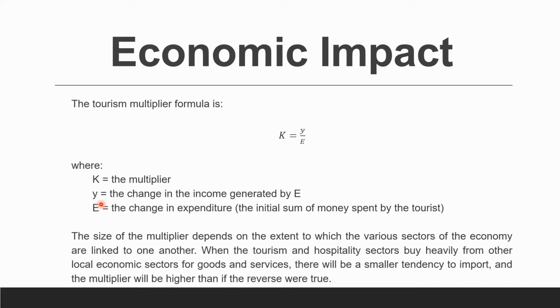The size of the multiplier depends on the extent to which the various sectors of the economy are linked to one another. When the tourism and hospitality sectors buy heavily from other local economic sectors for goods and services, there will be a smaller tendency to import and the multiplier will be greater than if the reverse were true.